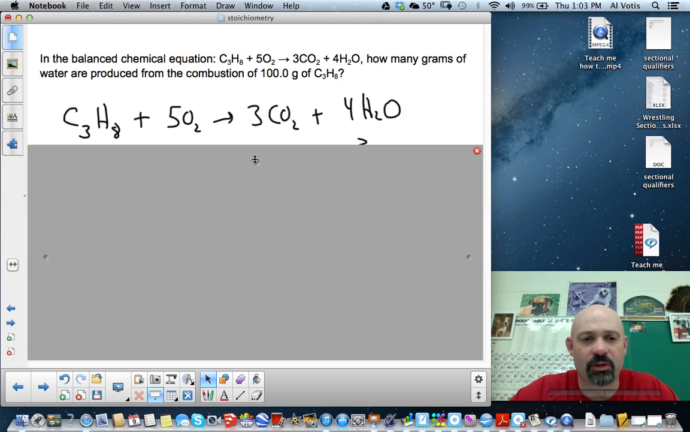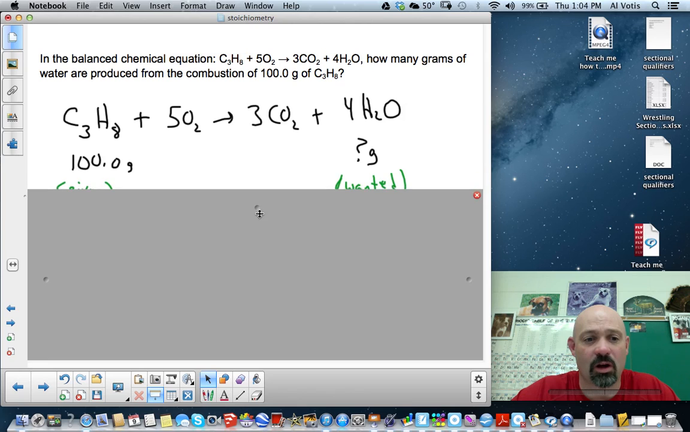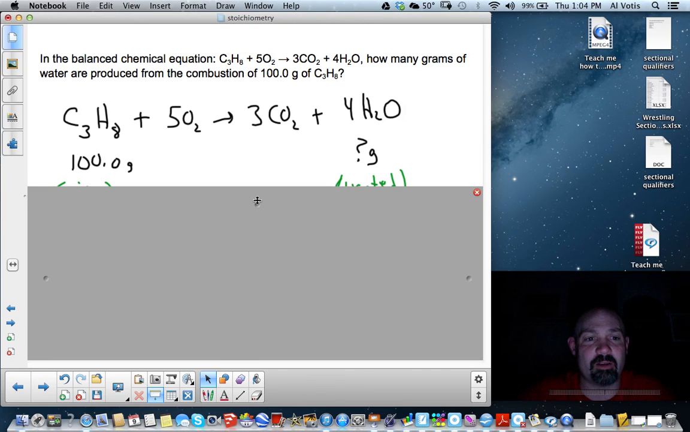So what I did is I rewrote the chemical equation just like they gave it to me. Sometimes it'll be balanced, sometimes it won't be balanced. If it's not balanced, you'll have to balance it. And then right underneath my equation I put my known substances and my unknown substances. So notice in this case I put 100.0 grams right underneath the propane, and I put the question mark grams under the water. That's telling me what I have, I'm given grams, and it's telling me what I'm looking for, how many grams.